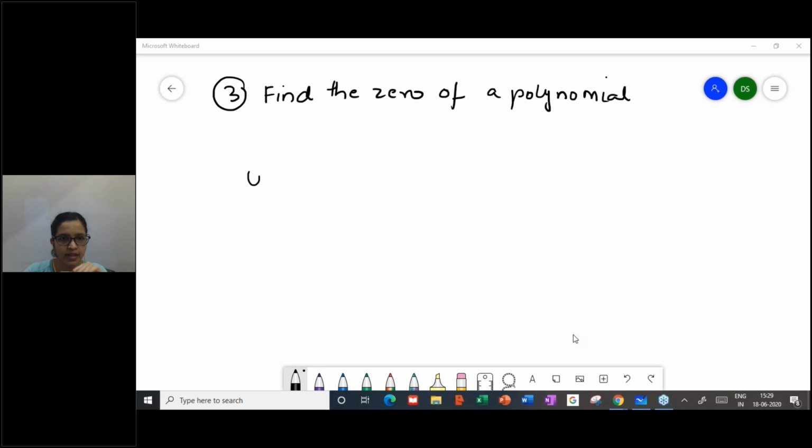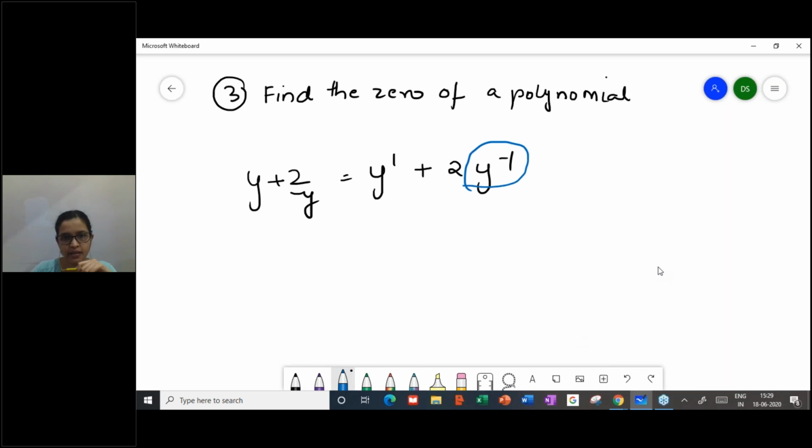y plus 2 by y is nothing but y to the power 1 plus 2 y to the power minus 1. You have done exponents, right? In number systems, I believe. Laws of exponents, how do you write them? So basically, if a variable is in the denominator, it gets a negative power if you try to take it in the numerator. So the power of y is 1 and minus 1. Because of this minus 1 here, it's not a polynomial.